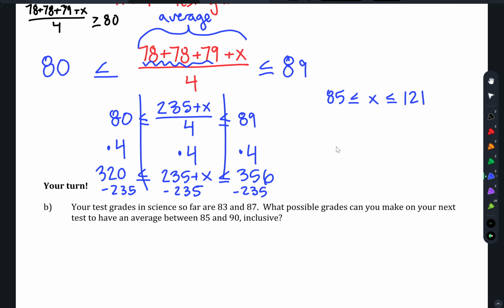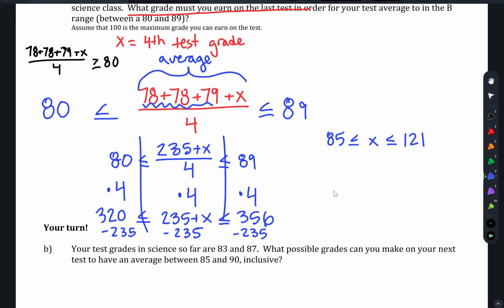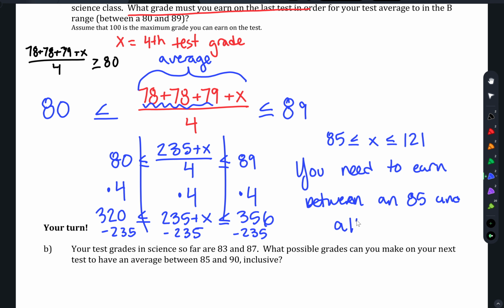I need to now write my answer as a complete sentence. So how would I describe what test score I need to get? James. Can we earn 121? Look at the instructions. What can we earn? What's the highest score? 100. So you need to earn between an 85 and a 100.